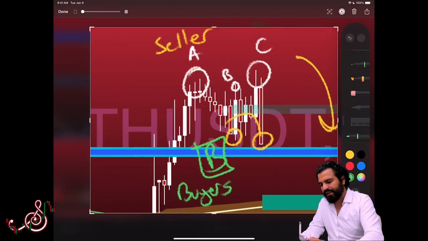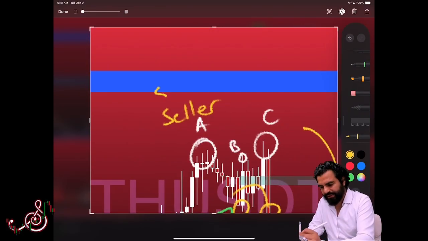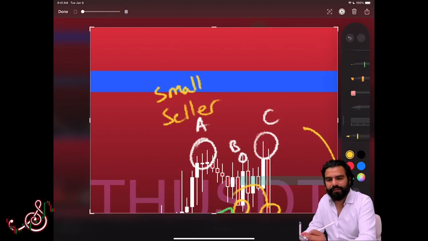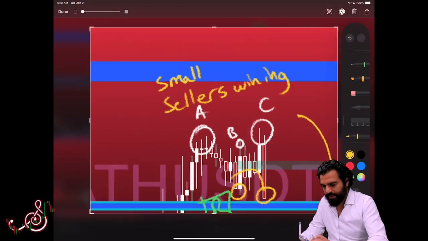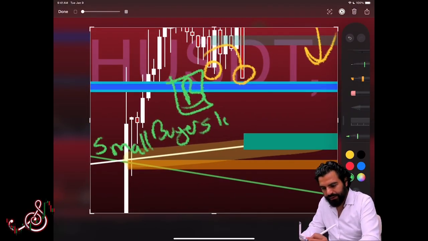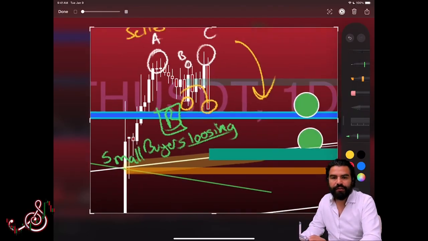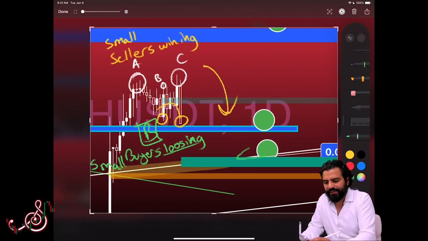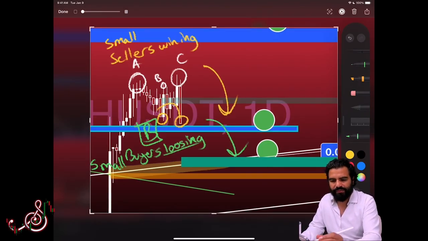And I'm going to put small sellers and small buyers so you guys don't think this is the whole market. Small sellers winning, small buyers losing. So we can see one is weak and one is strong, and the buyers are weak. So this support, we're going to be looking for the support to break most likely. All right, so that's how I'm going to view that.